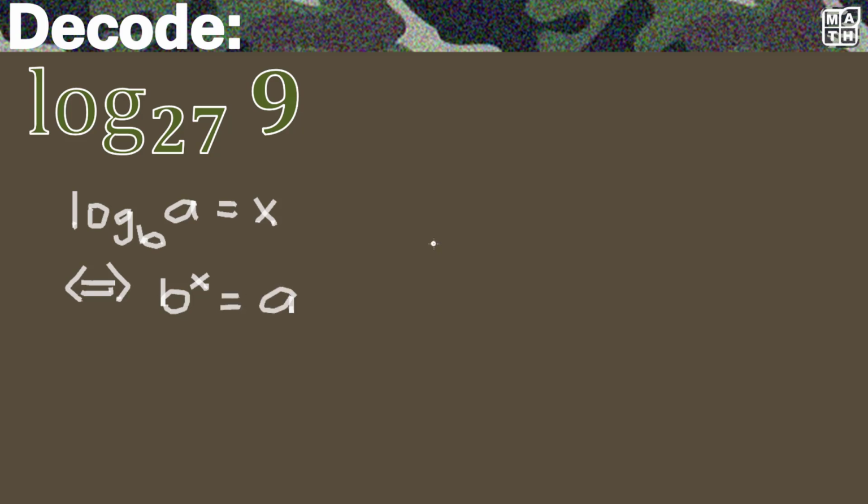So instead of looking at this as a logarithmic function, or rather logarithmic equation, we are going to come up with an equivalent exponential equation for this. And for that, we have here the logarithm of 9 to the base 27 is equal to x. Applying the transformation, you will get 27 to the power of x is equal to 9.